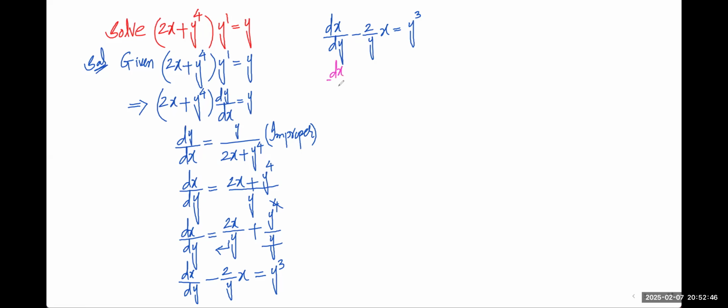dx by dy, I am comparing with the standard form: dx by dy plus p of y x is equal to q. And now if you notice, our p value is this one, minus 2 by y. Our q value is this one, y cubed. Now I can move to the next step, that is finding the integrating factor.